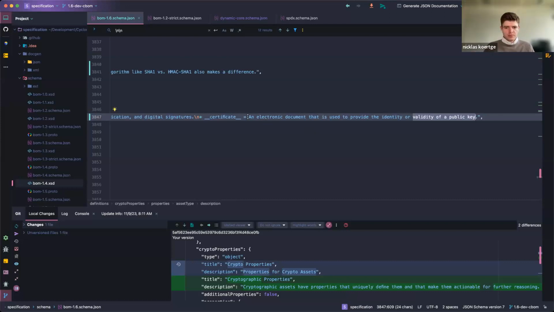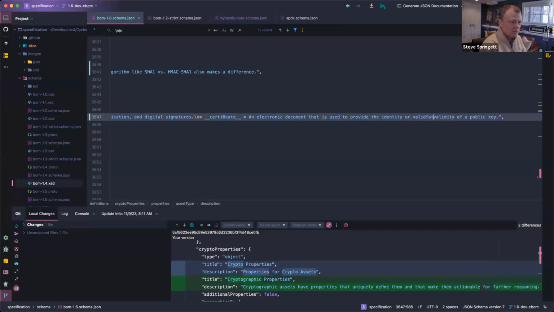An electronic document that is used to provide the identity or, right now I say, validity of a public key. Provide the identity or validate. Is that an encompassing description or no? I think so. It's good for me.